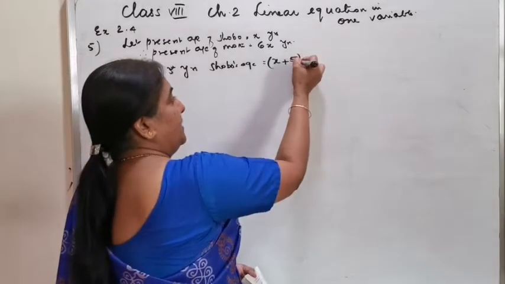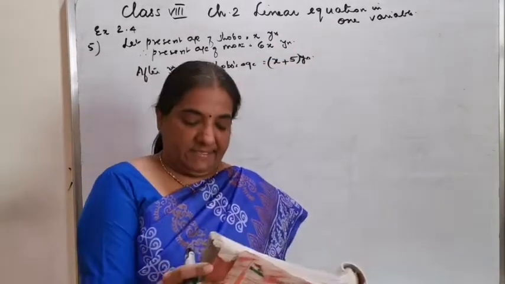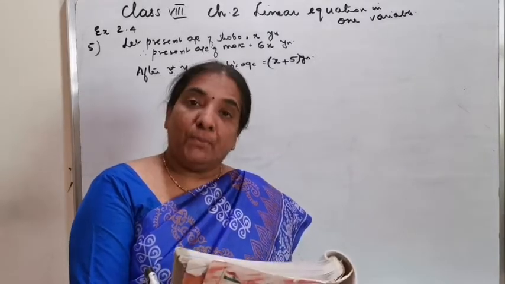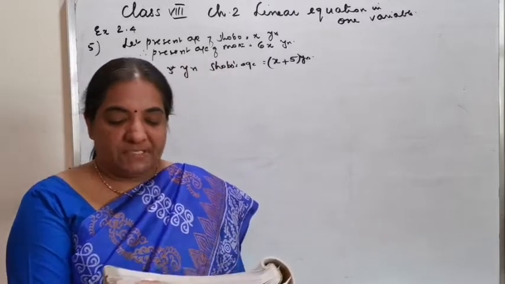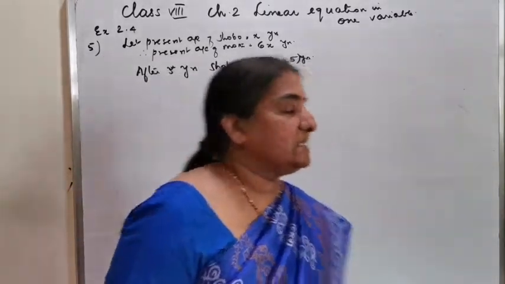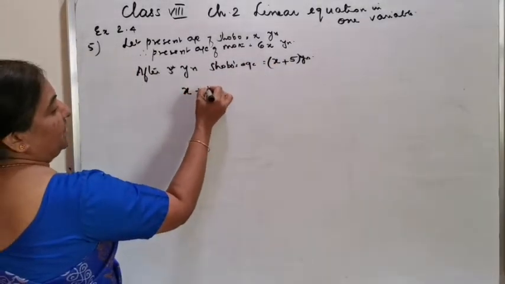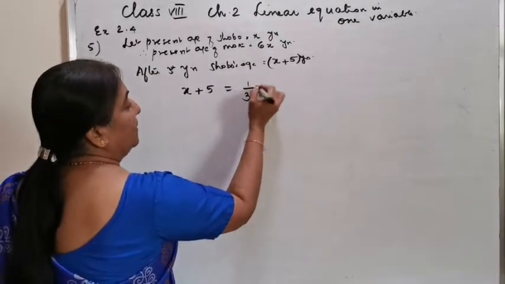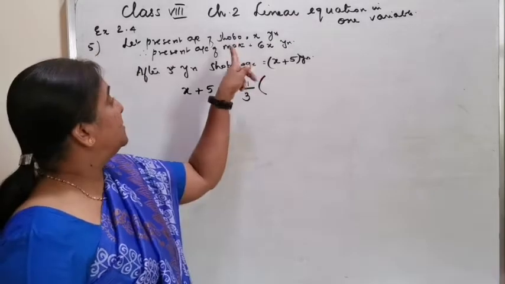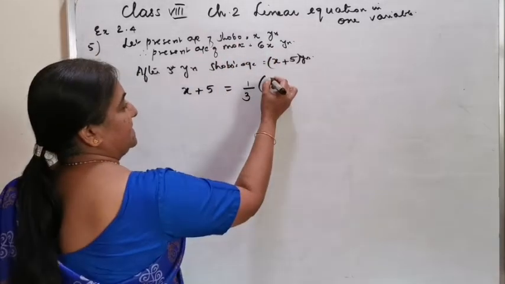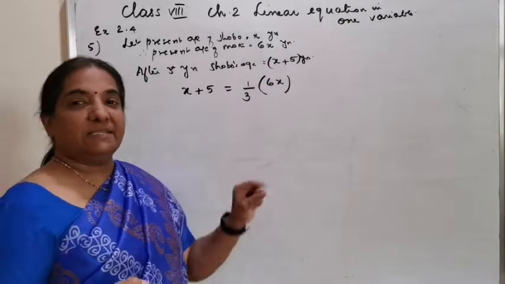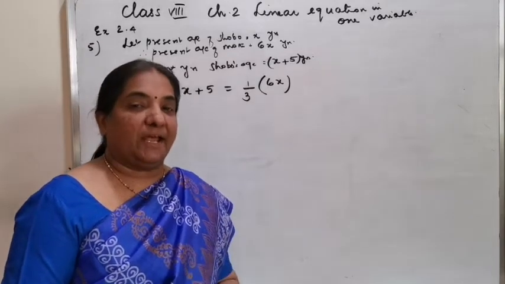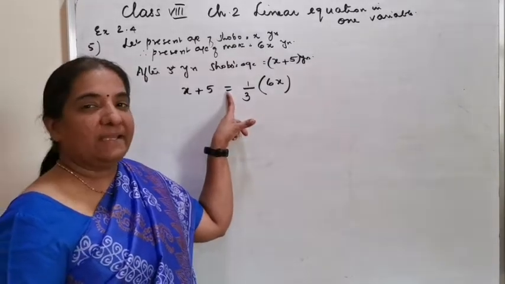That means 5 more years added to x. Shobo's age 5 years from now will be 1/3 of his mother's present age. That means after 5 years, whatever be the age of Shobo is 1/3 of the mother's current age. Mother's current age is 6x. So here you have seen the word will be. As I explained previously, is, was, will be, shall be, everything will take the equality symbol.